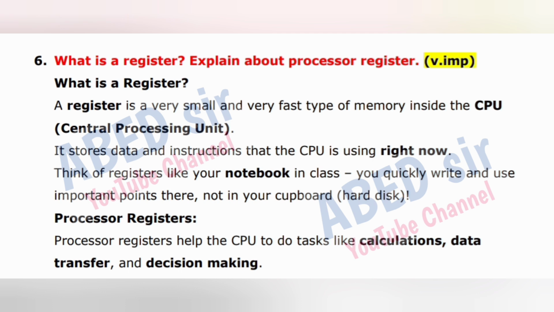It stores data and instructions that the CPU is using right now. Think of registers like your notebook in class. You quickly write and use important points there, not in your cupboard, hard disk. Processor registers help the CPU to do tasks like calculations, data transfer, and decision making.